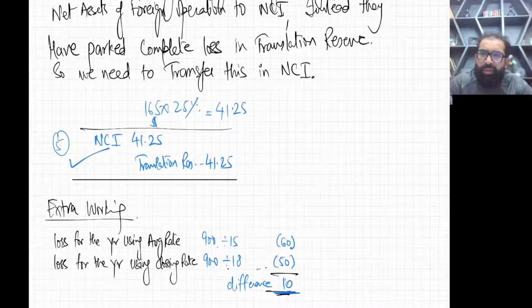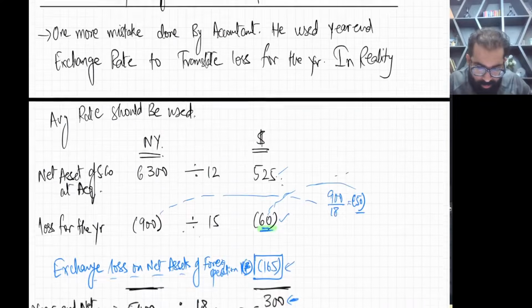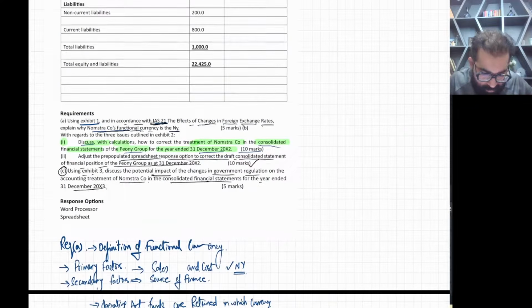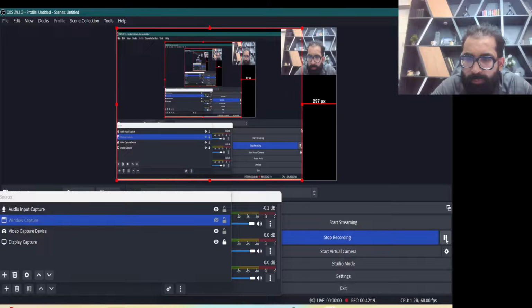Okay, so finally I'm going to shift my screen. Let me tell you the requirement first. See this, the requirement is point number 2: adjust the pre-populated spreadsheet response option to correct the draft consolidated statement of financial position of Peony Group at 31st December X2. Now I'm going to move to one more 10 marks requirement. Obviously it is just the posting of 5 entries, which I'm going to do now.